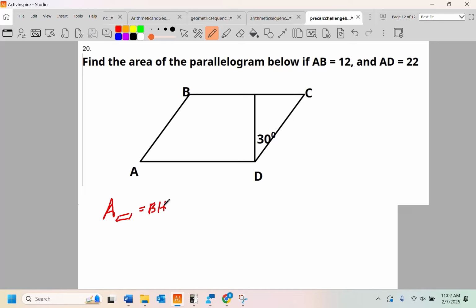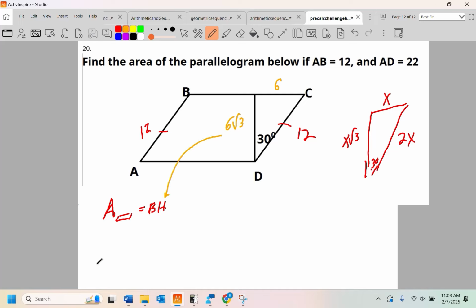Now, A to B is 12. Opposite sides of a parallelogram are congruent, and so is D to C. D to C happens to be a 30, 60, 90 pattern. You got a 30-degree angle here. That's the short side called X. The hypotenuse is twice X, and the long side is X root 3. So if this is 12, this short side is 6, and the long side is 6 root 3. Why was that important? Because that's my height.